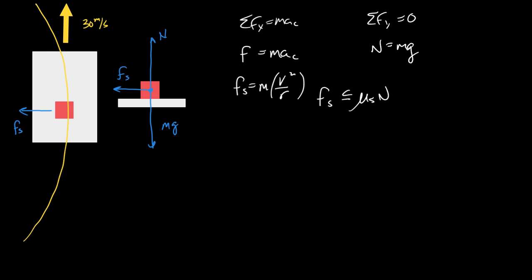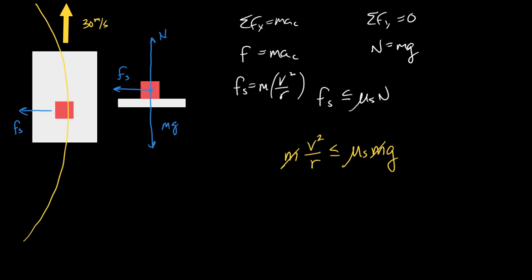So that's what we're going to do. I'm going to make the same substitution. M v squared over r is less than or equal to mu s times mg. Right, same substitution as before. I will point out quite clearly that it still doesn't matter what the mass of the toolbox is.